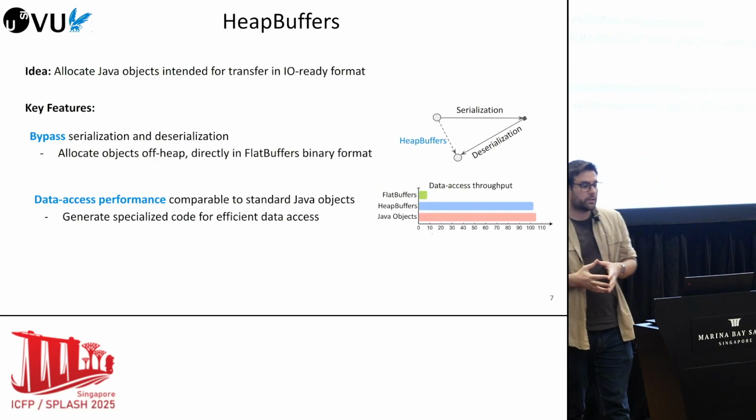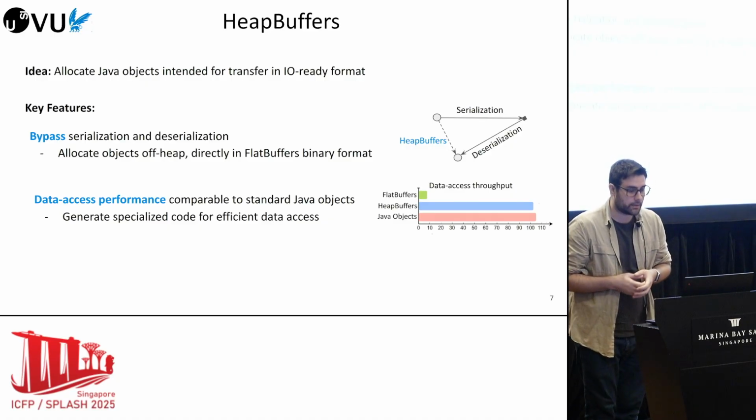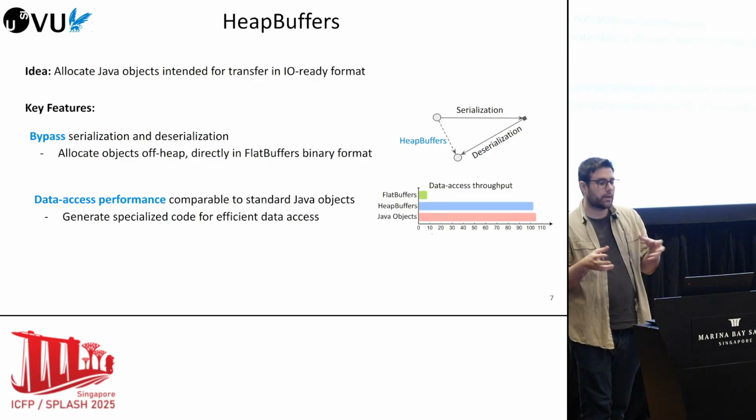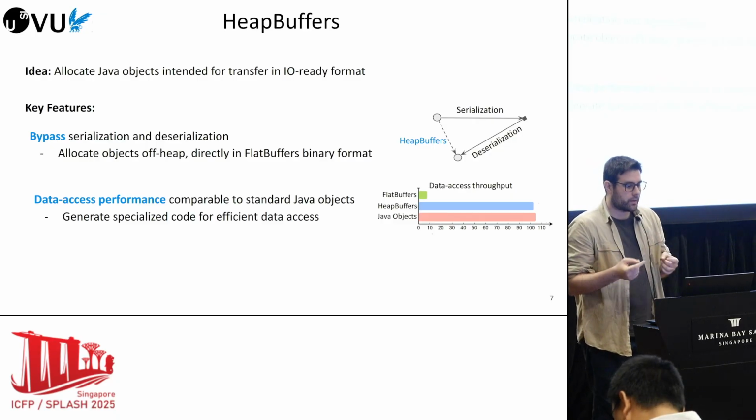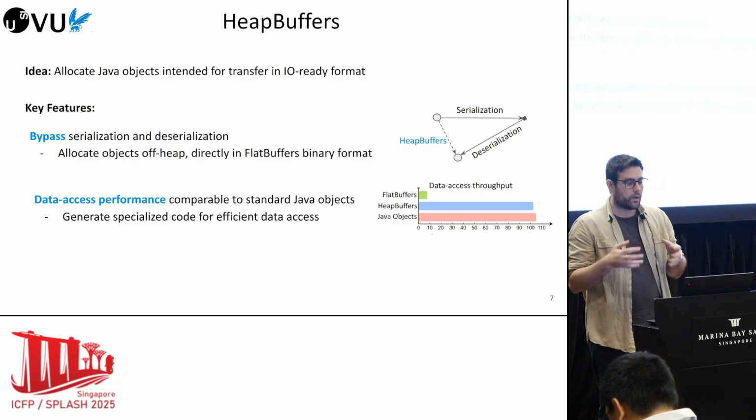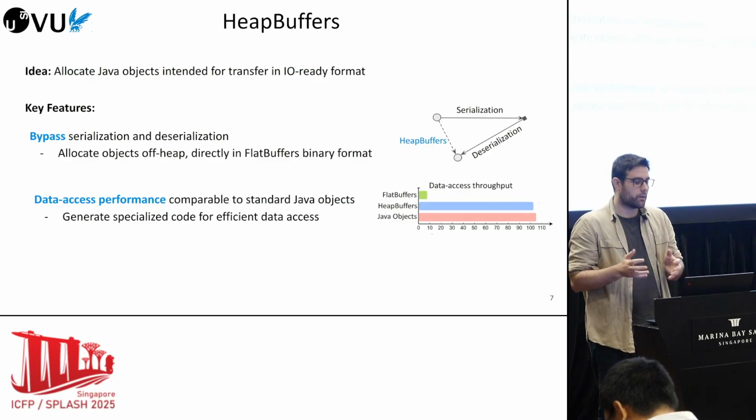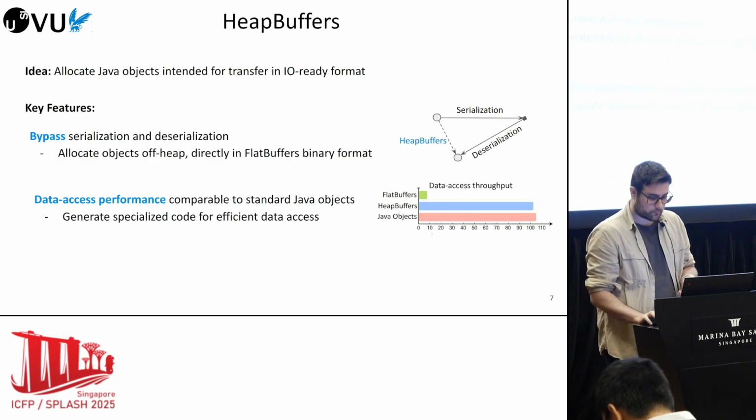Secondly, we generate specialized code. I will talk a bit about this later, but we can generate code that is optimized for every message. And this means that we can trigger some compiler optimizations where accessing HeapBuffer objects is almost as fast as accessing standard Java objects.